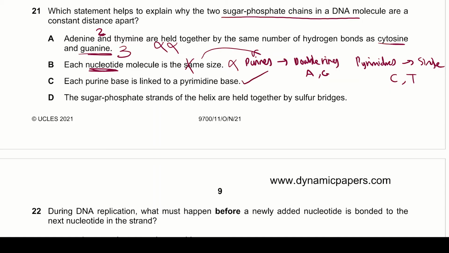C. Each purine base is linked to a pyrimidine base. This is correct because adenine binds to thymine, cytosine binds with guanine. D, the sugar phosphate strands of the helix are held together by sulfur bridges. This is totally incorrect. As we all know, it's held together by hydrogen bonds, which helps keep that DNA molecule incredibly stable. The only correct answer is going to be C.